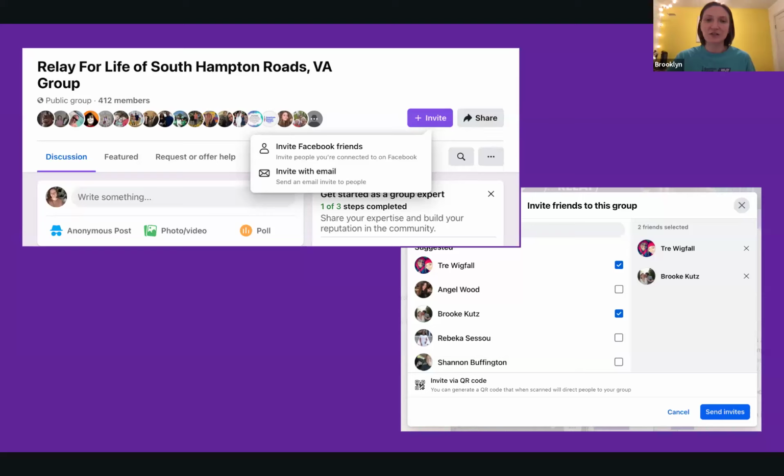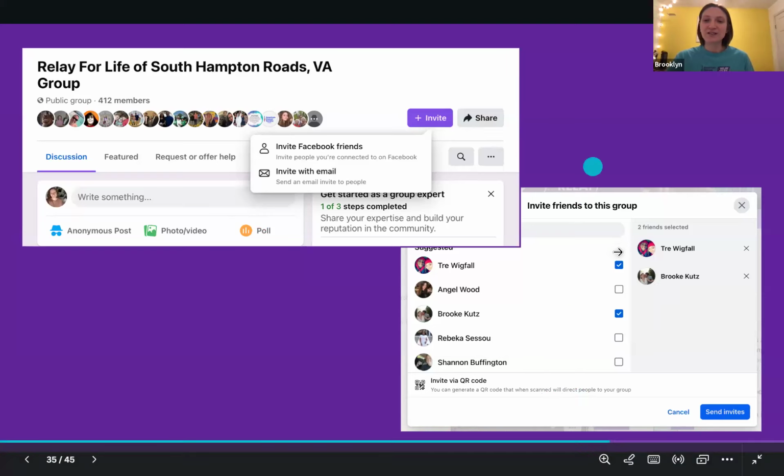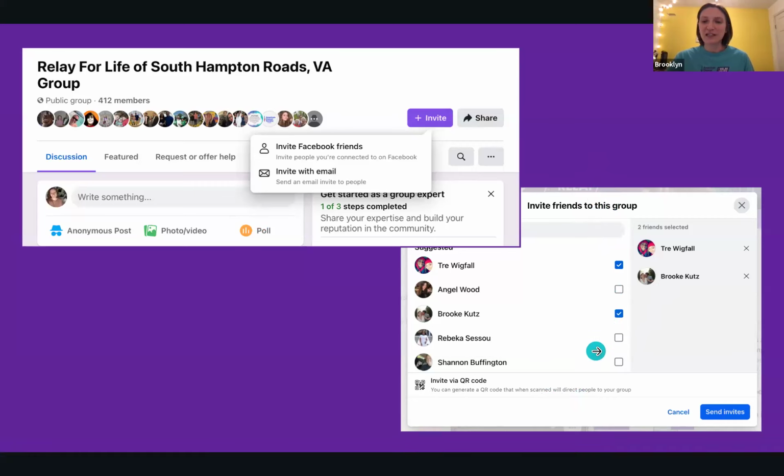Again, this is desktop view, and then invite Facebook friends. And then on the next one, all you do is check what friends you want to invite and hit send invites. And it's super simple, but my idea that I came up with is maybe you make a post and encourage everyone to invite 5 of their Facebook friends who they maybe talked about Relay to before, maybe one of their coworkers who likes volunteering, maybe a small business whose owner they know that could be a cool sponsor.